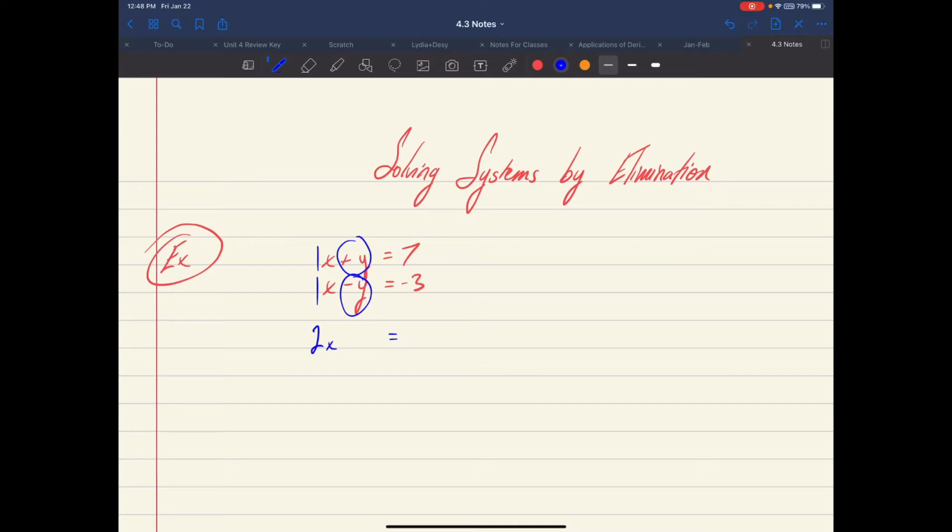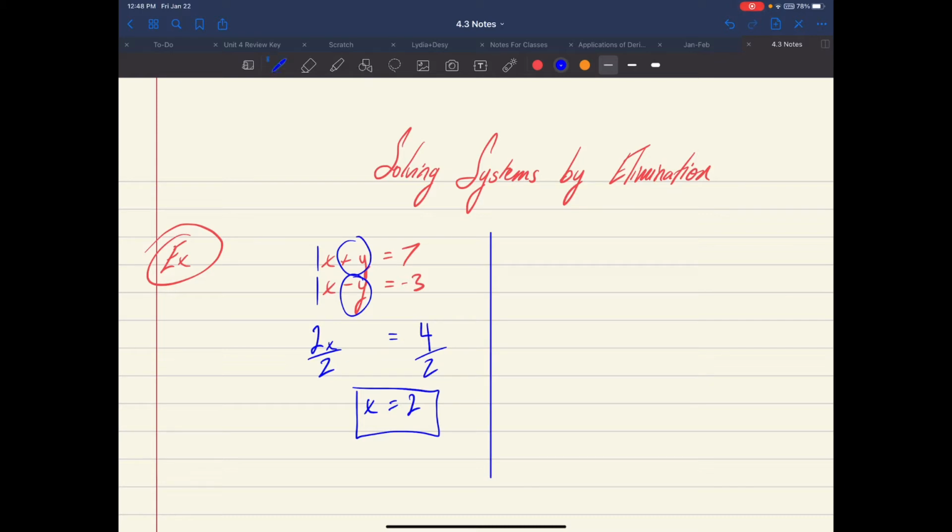Now that's really like our new step. And then we add the 7 and the negative 3. So 7 minus 3 is 4. Divide by 2, and we get x equals 2. And so just like the other questions, we are going to solve for y.